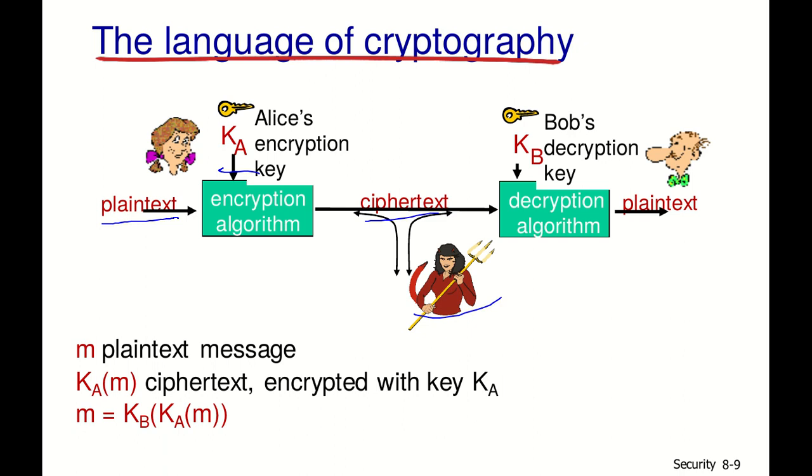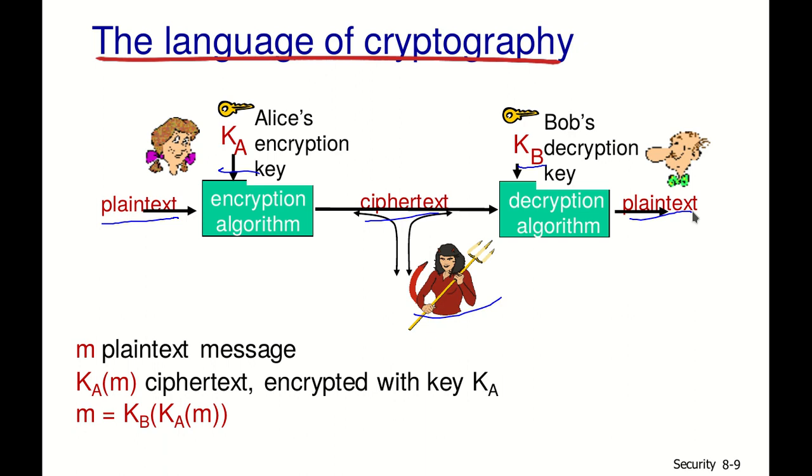Although Trudy can obtain the ciphertext, without knowing the encryption key or the decryption key, Trudy will not be able to get the original content of the message. Now, Bob, the destination of this message, has the decryption key. We're not talking about the different encryption schemes right now. Let's say Bob's decryption key KB is able to decrypt the message sent by Alice. So now Bob can recover the original plaintext message.